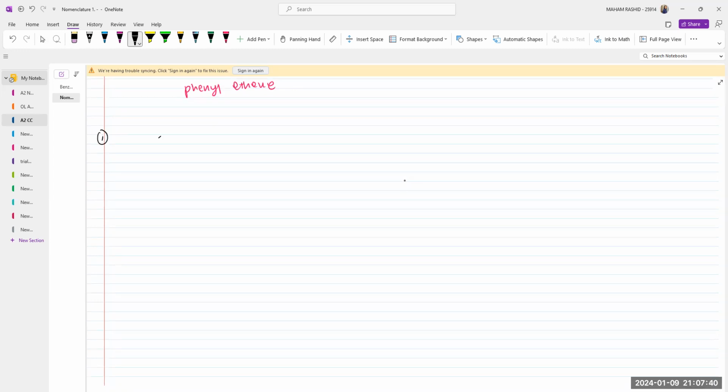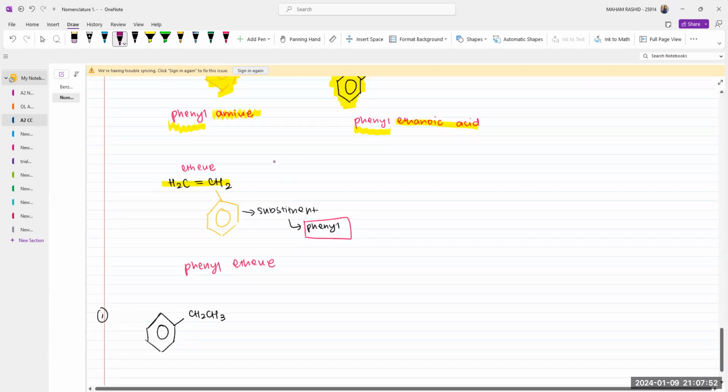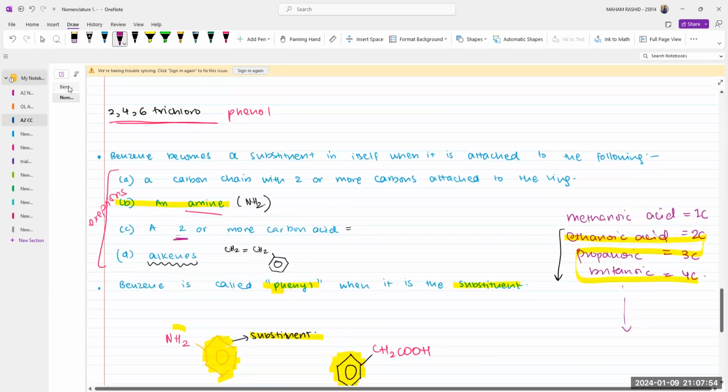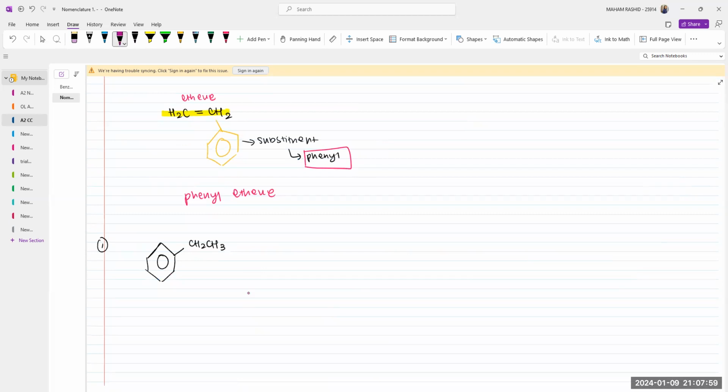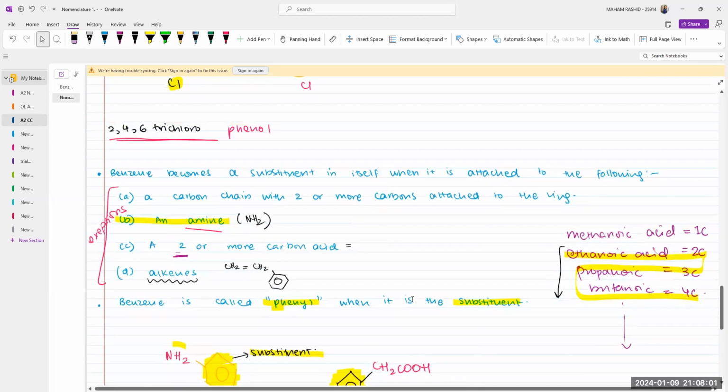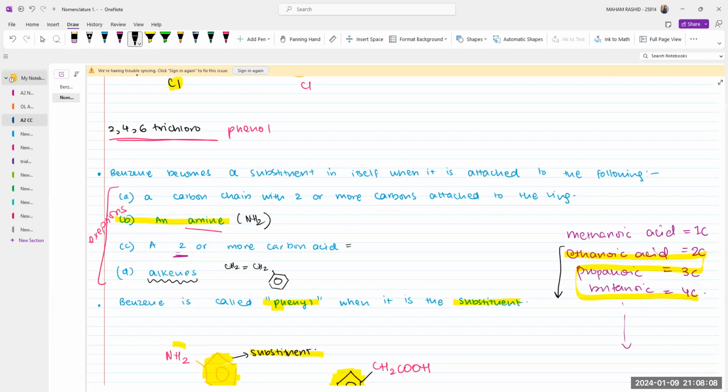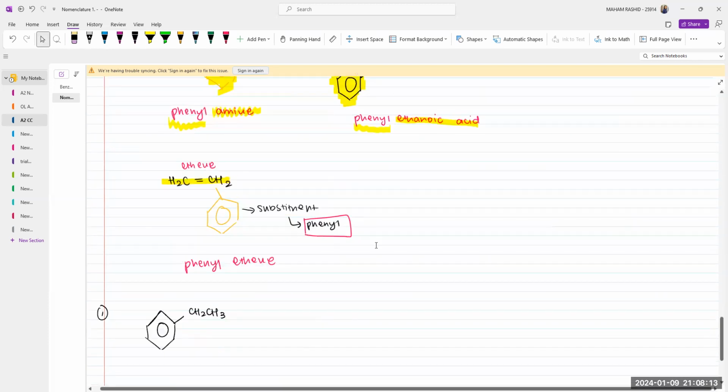Now, what if I have this attached to my benzene, CH2CH3? Does this condition satisfy any of the four conditions here? I have this attached to my benzene ring. Look at the conditions. Which one does it satisfy? It satisfies the first one, a carbon chain with two or more carbons attached to the ring.